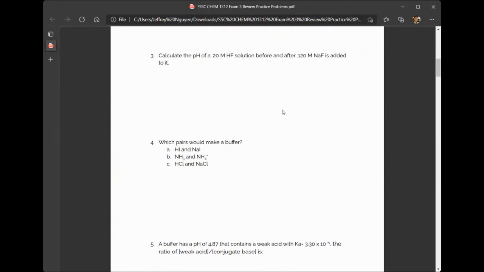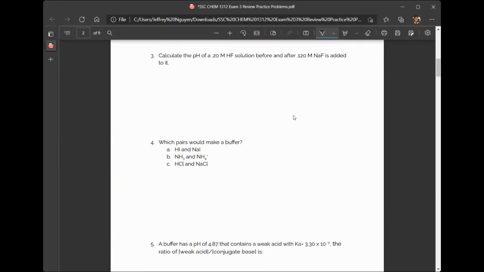Next one: calculate the pH of 0.20 M HF before and after 0.12 M NaF is added to it. And the Ka for this problem is 6.6 times 10 to the negative 4.